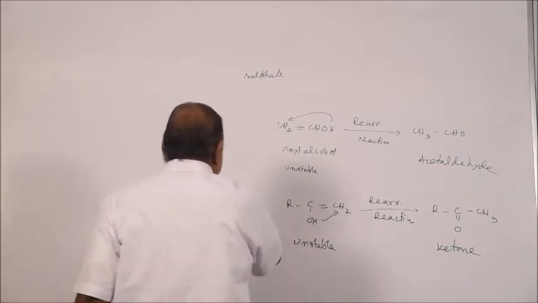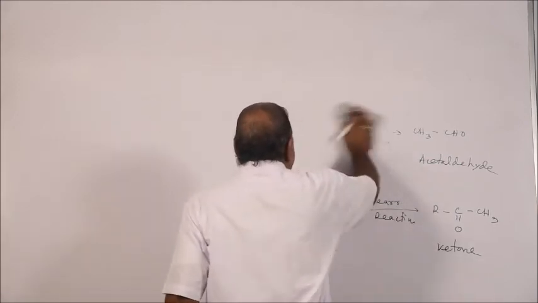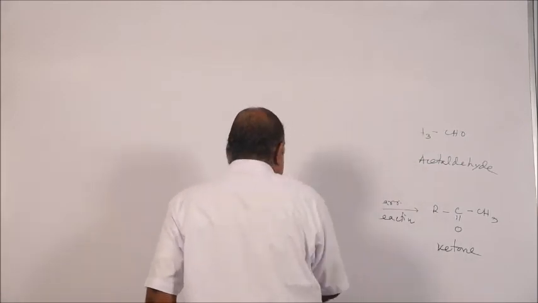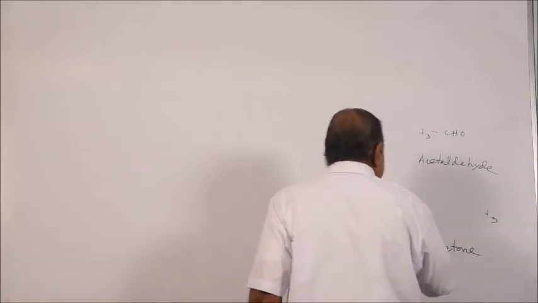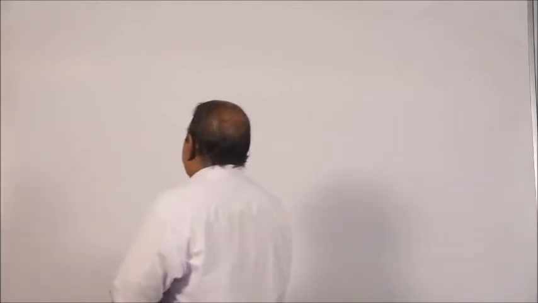Next part, how to distinguish between alkanes on one hand, and alkenes and alkynes, which are unsaturated hydrocarbons, on the other hand.